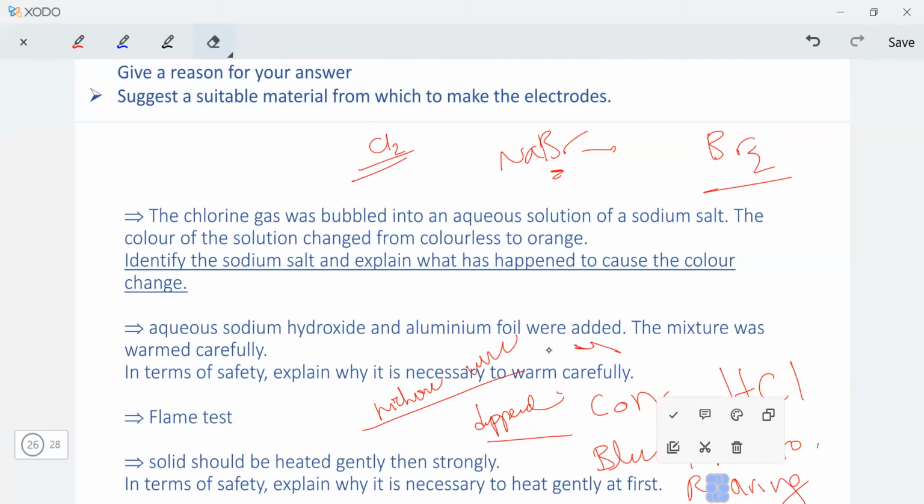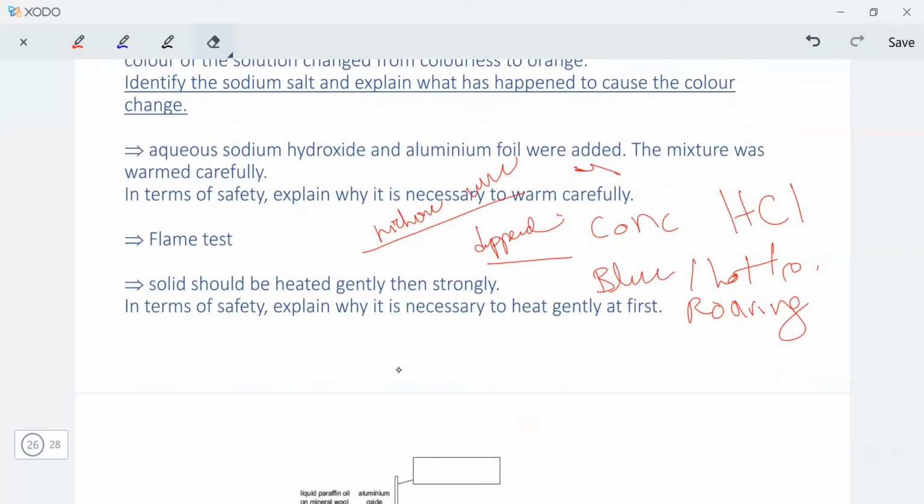Solid should be heated gently. Let me go through this part also. This part is very important. Sometimes I'm going to ask you, why do I heat gently? You have to read the question well. Are you having a solid or are you having a liquid?